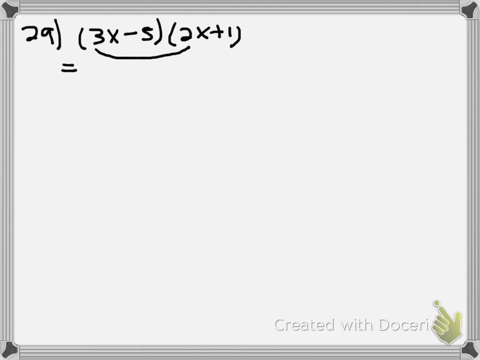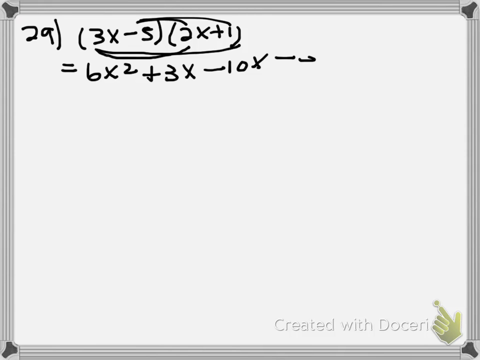Alright, let's move on to the binomial times binomial. Let's jump to number 29. 3x minus 5 times 2x plus 1. So we're just going to simply distribute, FOIL it out. That's 6x squared plus 3x minus 10x minus 5. So my final answer here is 6x squared, negative 7x, and a negative 5.